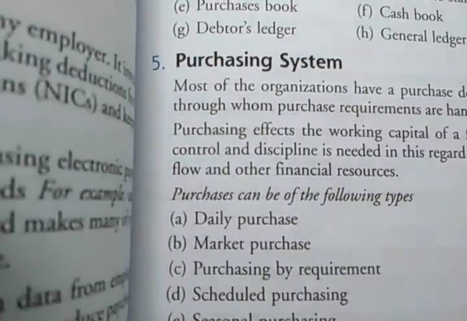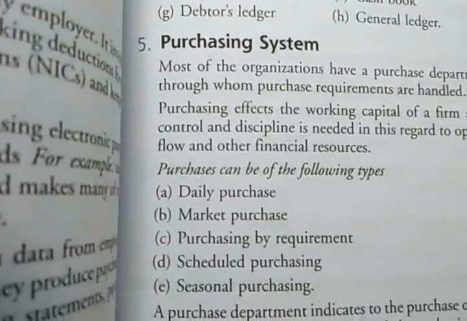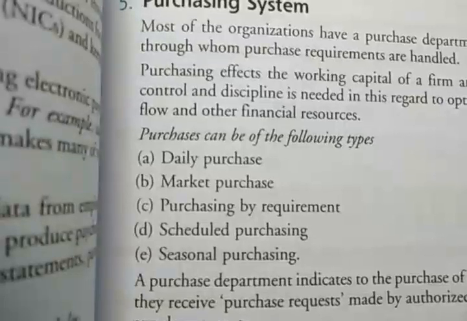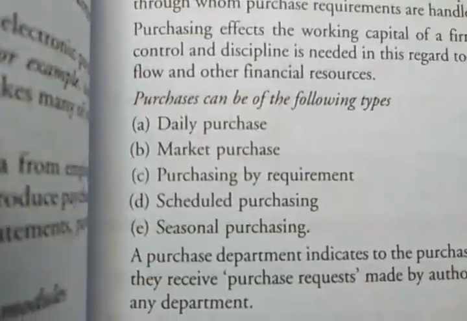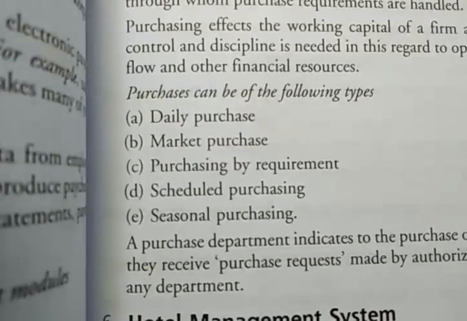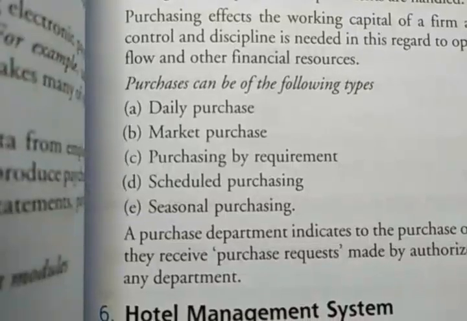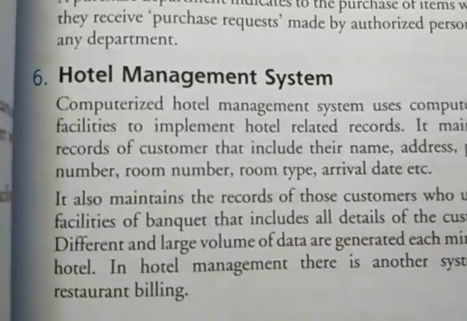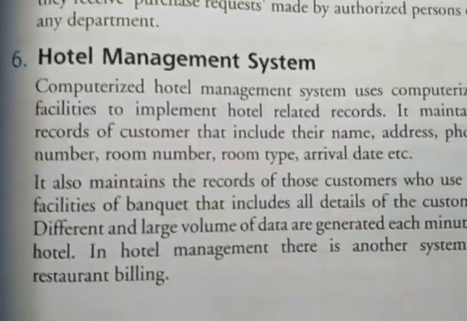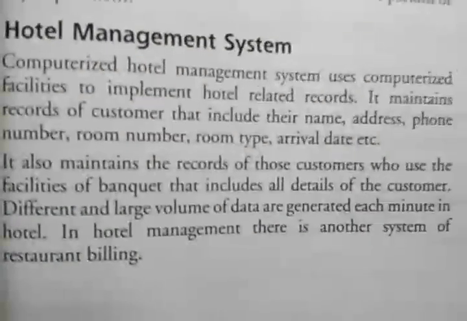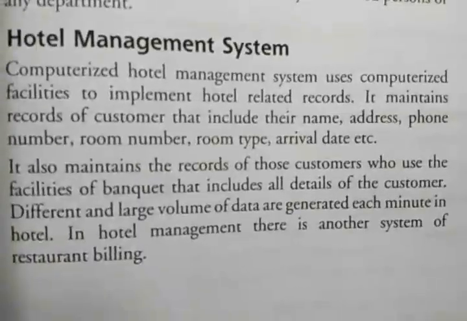The next example is the purchasing system, or we can say this is sales software. This is mostly used in malls for a specific shop. Here we get benefits of the following types: daily purchase, market purchase, purchasing by requirements, schedule purchasing, seasonal purchasing, etc. And the next example of special purpose application software is the hotel management system. This is similar to a purchasing system, made for the specific requirements of a particular hotel.